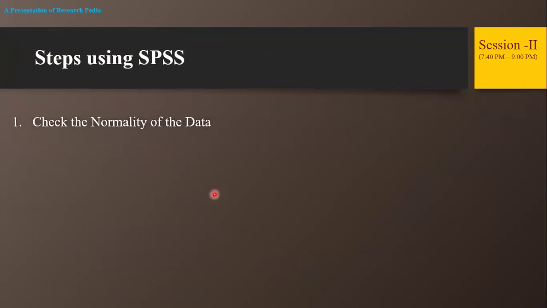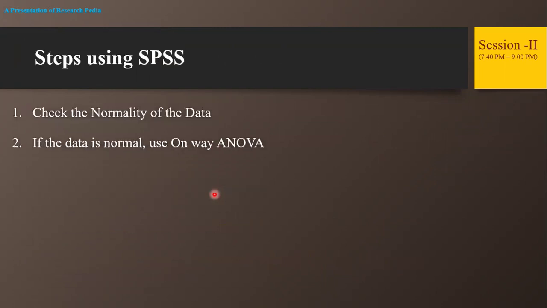First, you need to understand the SPSS process. You need to check the normality of the data. If the data is normal, use one-way ANOVA. Check the assumption of equality of variance also. So you need to verify three things. First thing, normality. Second thing, if the data is normal, you need to use one-way ANOVA on priority basis, and then you need to verify the equality of variance.